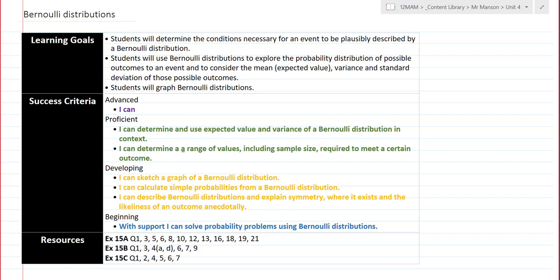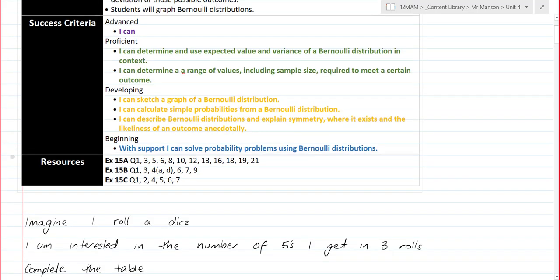Bernoulli distributions, aka binomial probability. You'll find that those words do actually mean different things. One's a distribution, one is the probability calculation method. But you're going to find it's fairly interchangeable as well, and I'll probably drift towards calling it binomial probability. So there are some learning goals there, success criteria, we've got a few things to do.